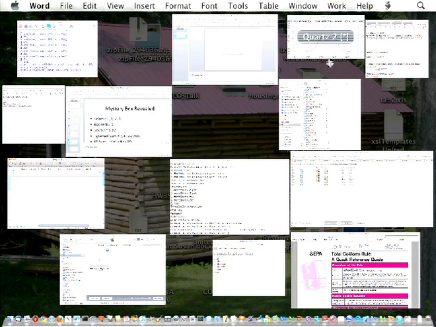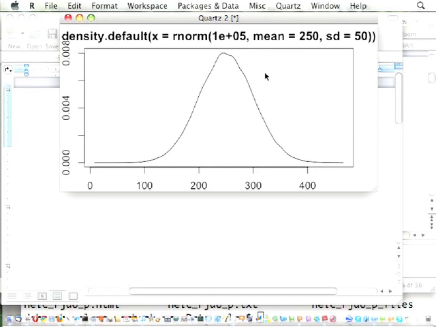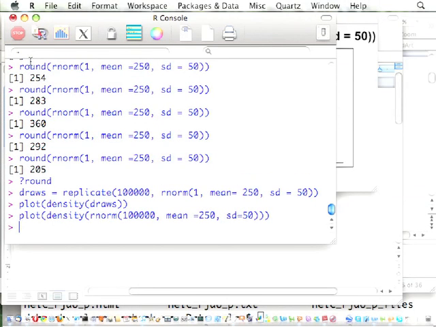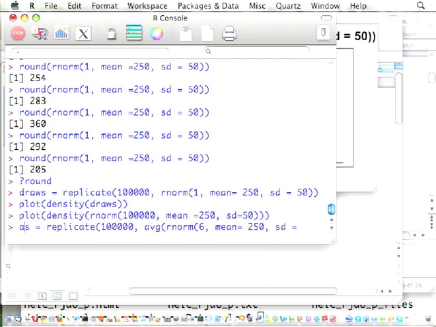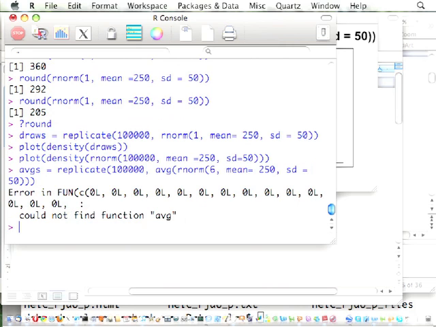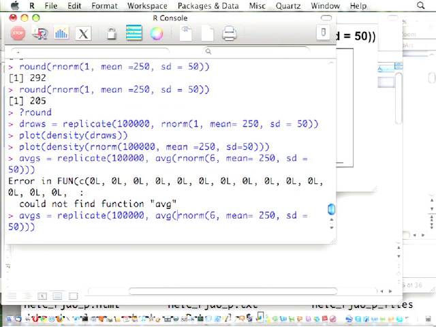Okay, so my next question, which unfortunately we're out of time, but let me just quickly show you the code. My next question said, what does it look like to have an average of 6 draws from that box? So I could take now 6 draws from that box, take the average of those 6 draws, and assign that to averages. And, oh, should have been mean. And then I can plot it.